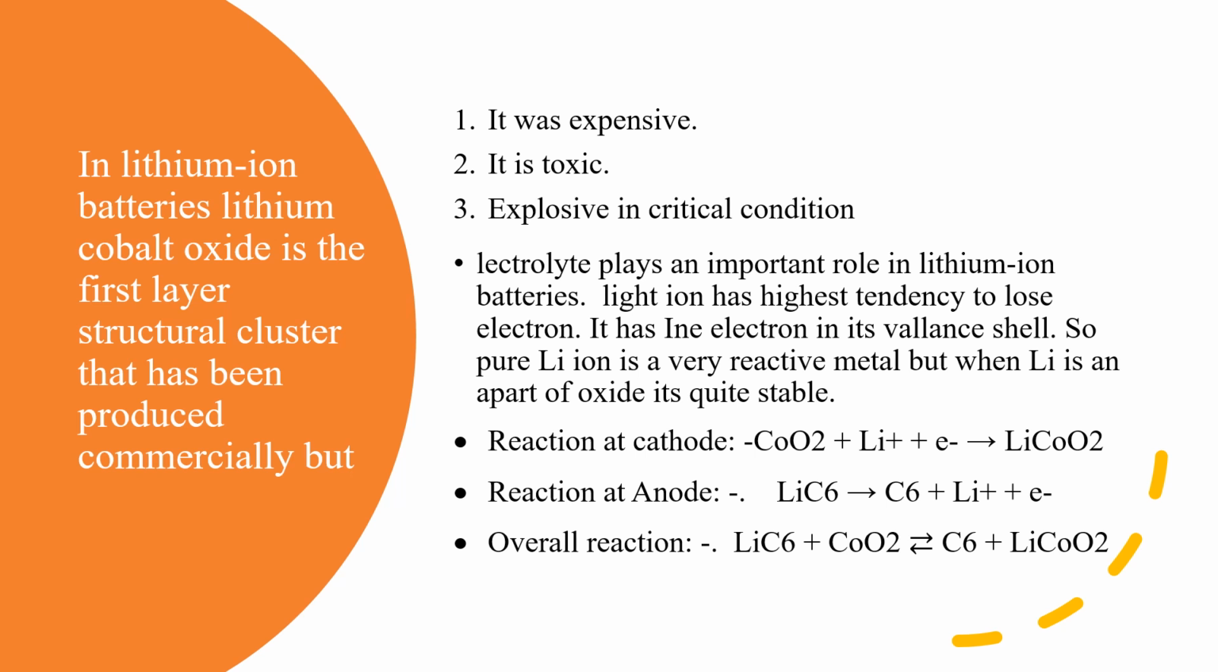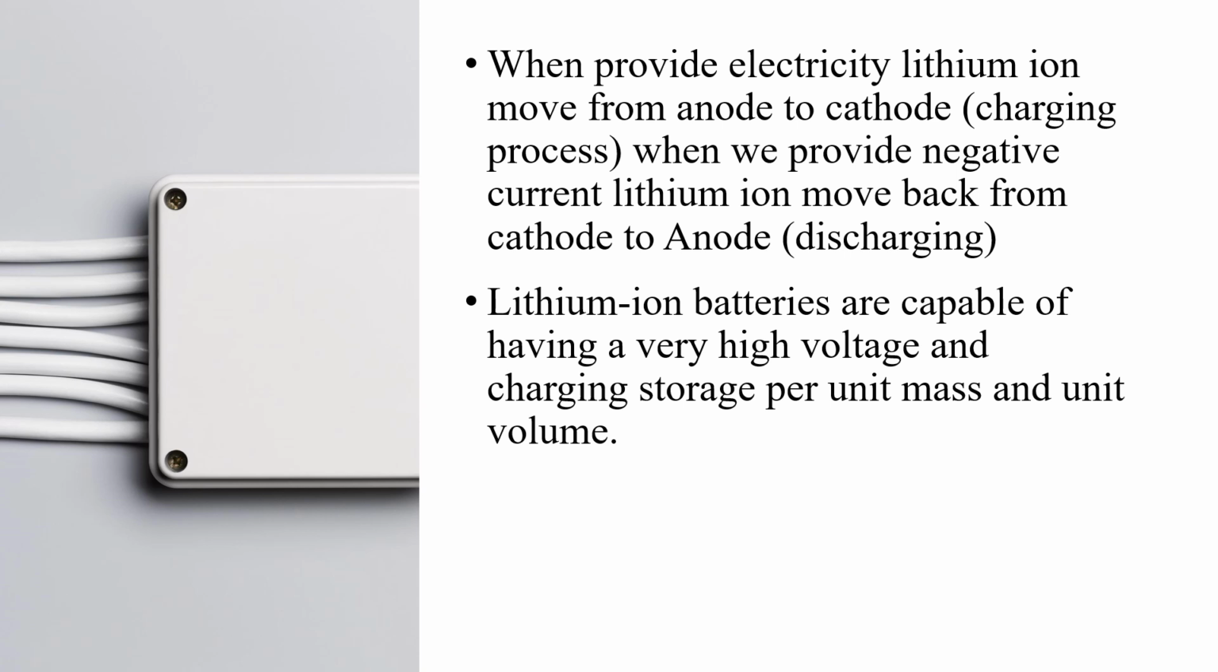In the lithium ion battery, the reaction at the cathode forms lithium cobalt oxide, and the reaction at the anode forms lithium ion and graphite with the loss of one electron; in the overall reaction lithium cobalt oxide and graphite are formed. When we provide electricity, lithium ions move from cathode to anode during the charging process. And when we provide negative current, lithium ions move back from anode to cathode. This process is called discharging.